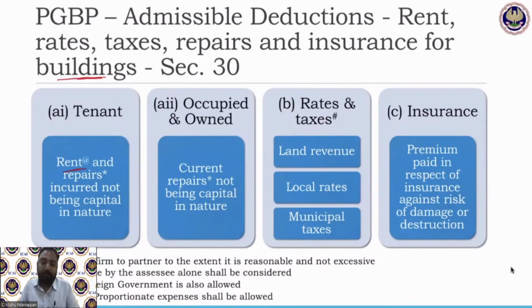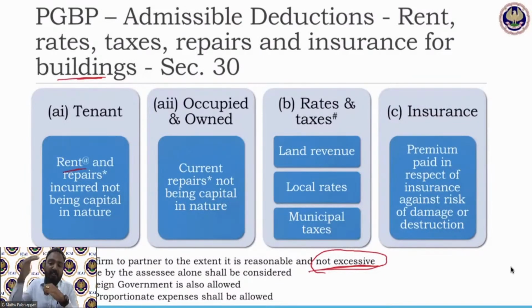When you say rent, there could be a scenario where the building is owned by the partner and the firm is paying rent. Is this allowed? Yes, allowed. But it should not be excessive. What do you mean by not excessive? We'll recollect your house property. There are 3 types of rent that you compare to arrive at your gross annual value. So you identify what is fair rent, municipal rent, standard rent.